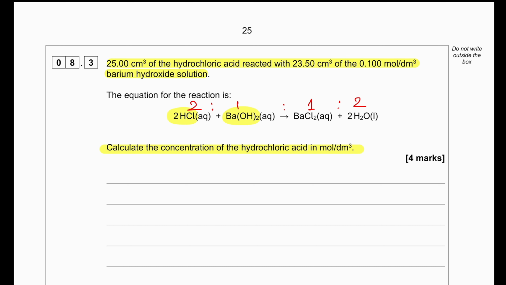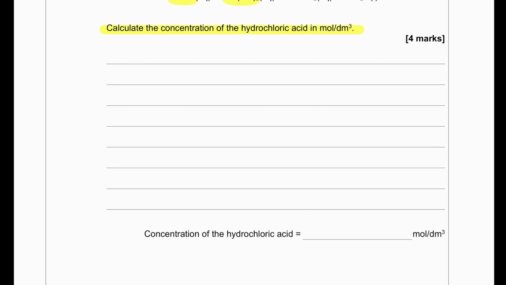So in the first step, what we need to do is find out the moles of barium hydroxide. We can do that because we have the volume and also the concentration. We will use the formula: number of moles equals volume times concentration. Since we have 23.50 in cm3, we divide 23.50 by 1000 so that we can get the volume in dm3, and then multiply by the concentration, which is already given in mole per dm3. Once we do that, we will find the number of moles of barium hydroxide.